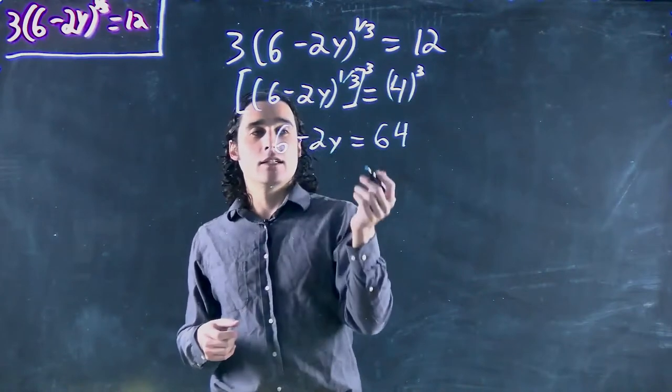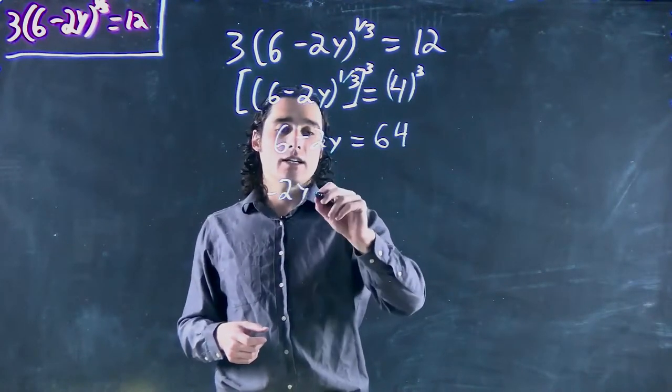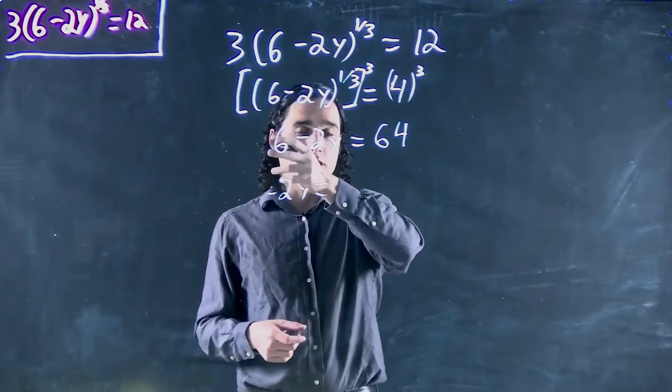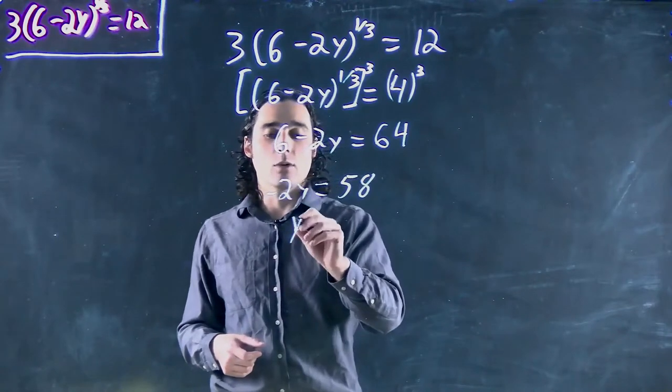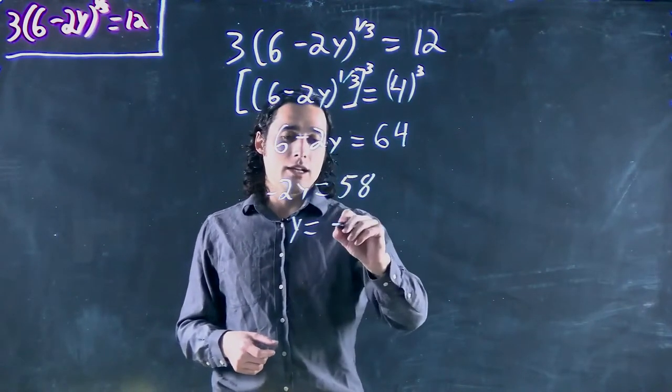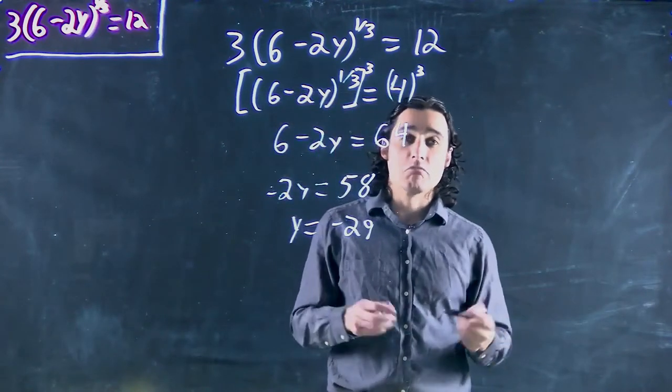Great. Well, I can think this is going to be minus 2y equals 64 minus 6, as we're subtracting 6 from both sides, so 58. And then therefore, y is equal to negative 29, because we're dividing both sides by negative 2, and that should be our answer.